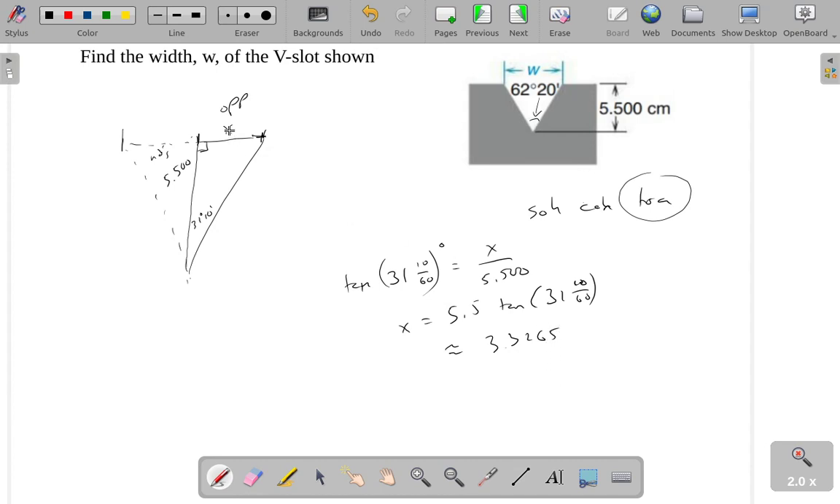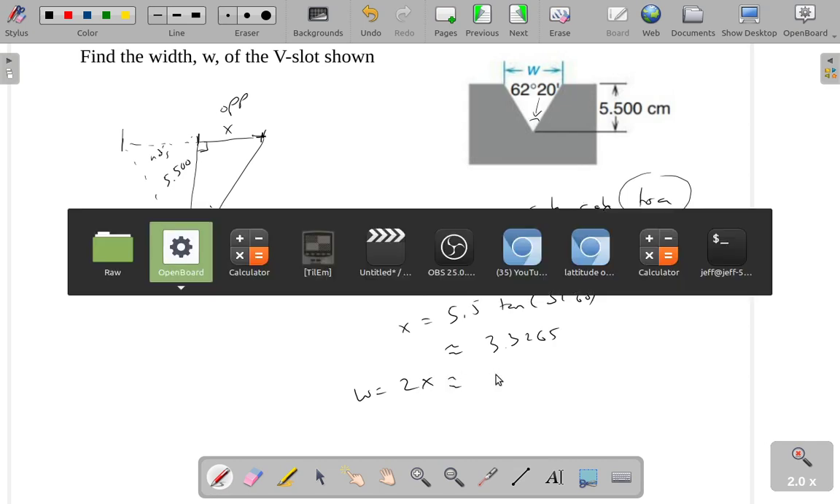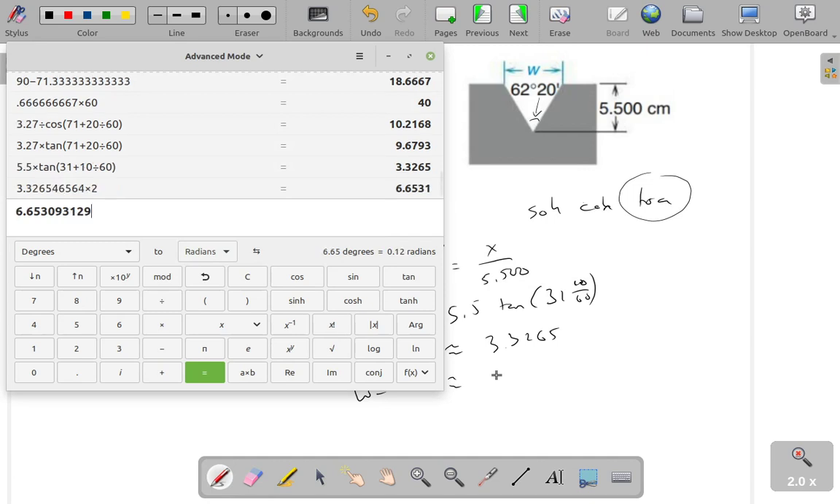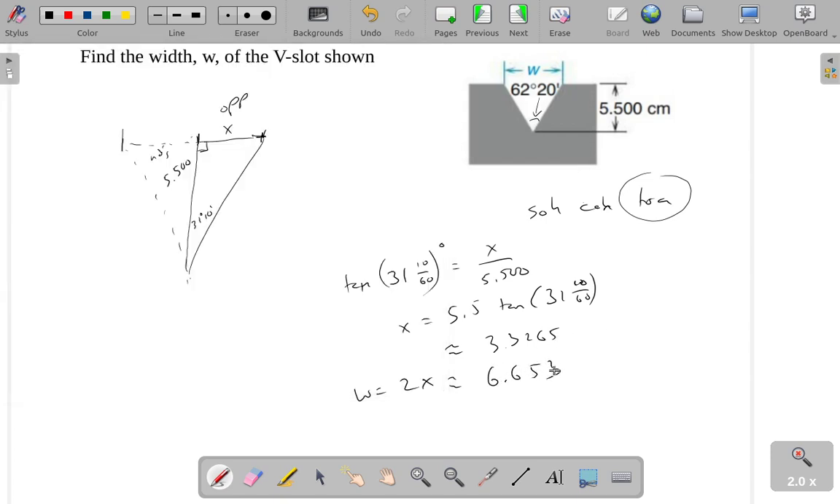Now, of course, this was only half of the width of my groove that I'm creating, so the groove, W, must be 2 times X. So I'll take this number times 2. And if I want this rounded off to the nearest thousandth of a centimeter, that means I'm probably going to want this to the nearest thousandth of a centimeter as well. That's a good guideline for where to round on this particular instance, to 4 significant digits. So I'll go 6.653 centimeters.